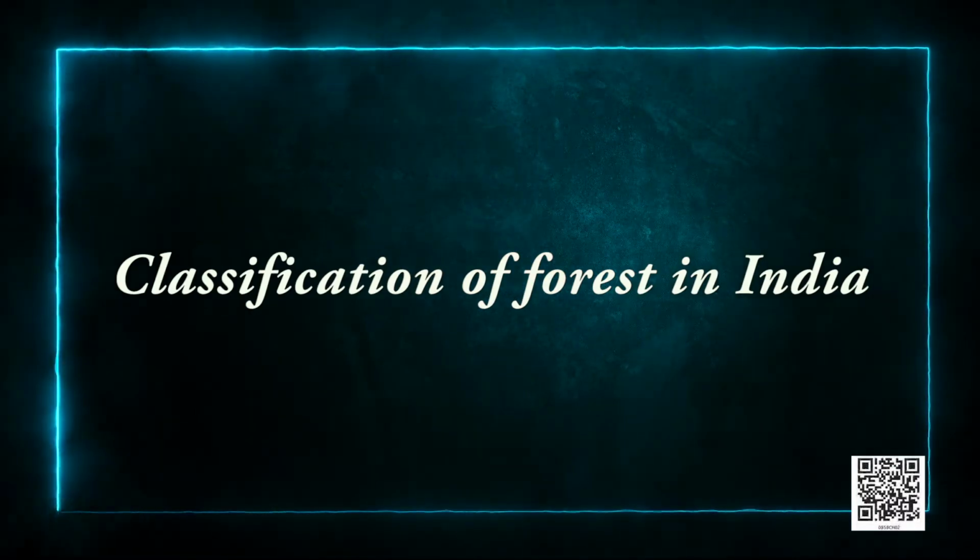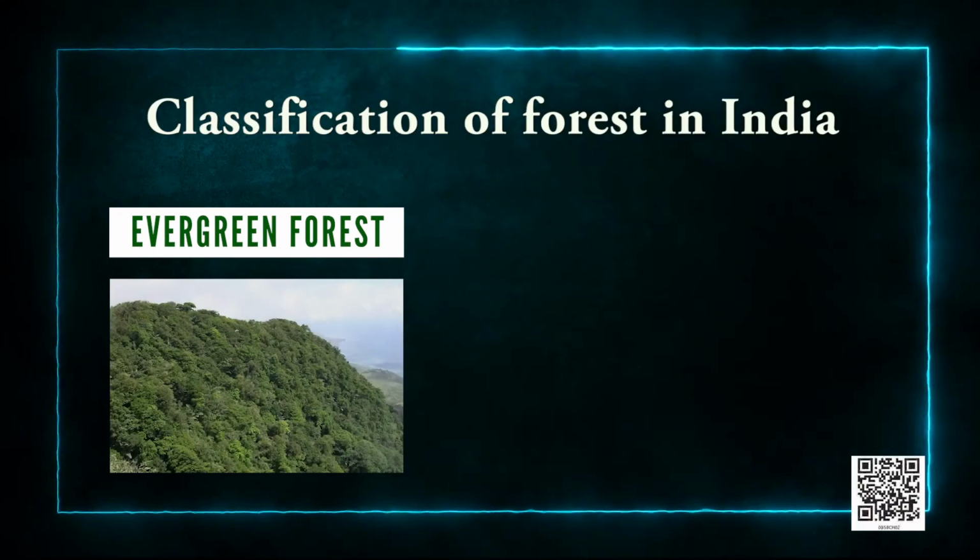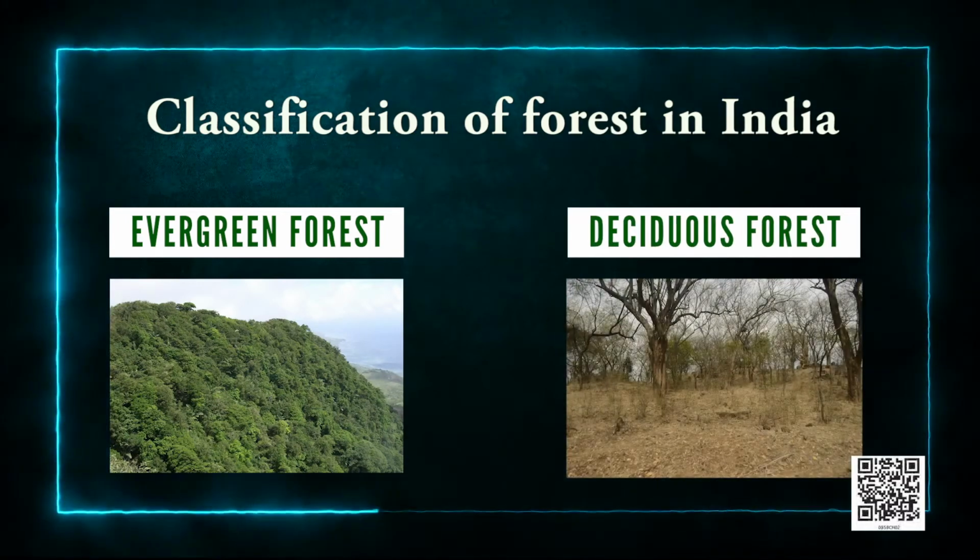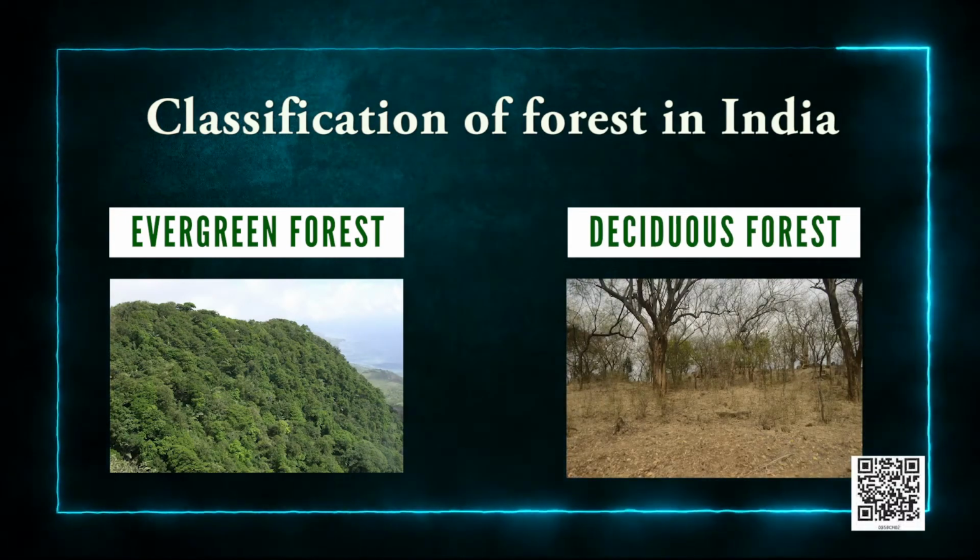Classification of forest in India. In India, the forests have been broadly classified into two categories, that is evergreen forest and deciduous forest, based on when they shed their leaves. Evergreen forests are those forests that will not shed their leaves throughout the year. But in contrast, deciduous forests are those forests that shed their leaves in a particular season to avoid the loss of moisture through transpiration.